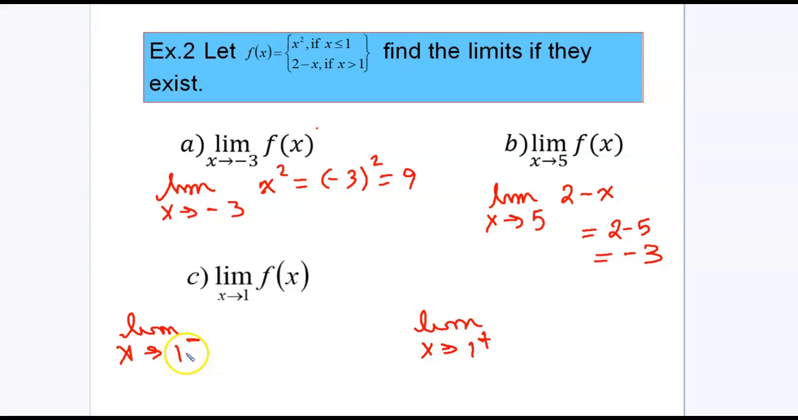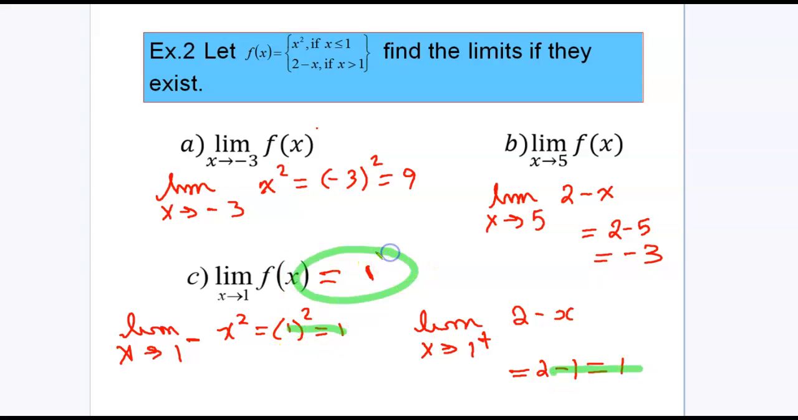As I approach 1 from the left, I'm using the function x squared. Using direct substitution, 1 squared is going to be 1. As I approach 1 from the right, it's bigger than 1, so I'm going to use the function 2 minus x. If I plug a 1 in, I also get 1. So the limit from the left of 1 is 1, and from the right of 1 is 1. Therefore, the limit as x approaches 1 is 1. Now, if these two limits were not the same, we would say the limit here does not exist.